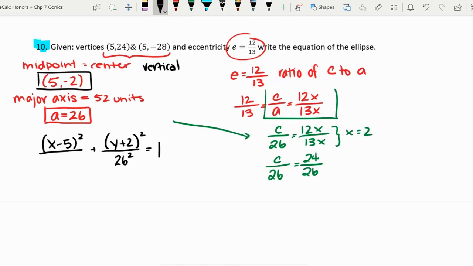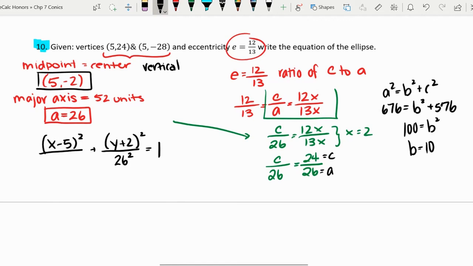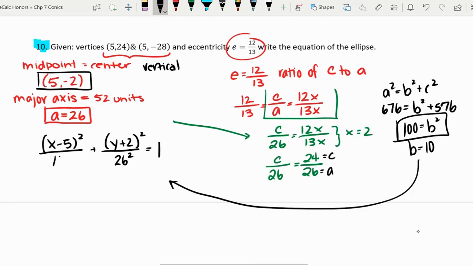All right, so with all that information in mind, we have a and c. So we've got c equals 24. We already know a is 26. And we can finally find b using a squared equals b squared plus c squared. So for a squared, I actually have to do 26 squared now. That's going to be 676. c squared, 24 squared, equals 576. These work out nice. b squared is 100, and b would equal 10. I really only need b squared though. So I'll wrap up by putting this into my equation, and there is my standard form.